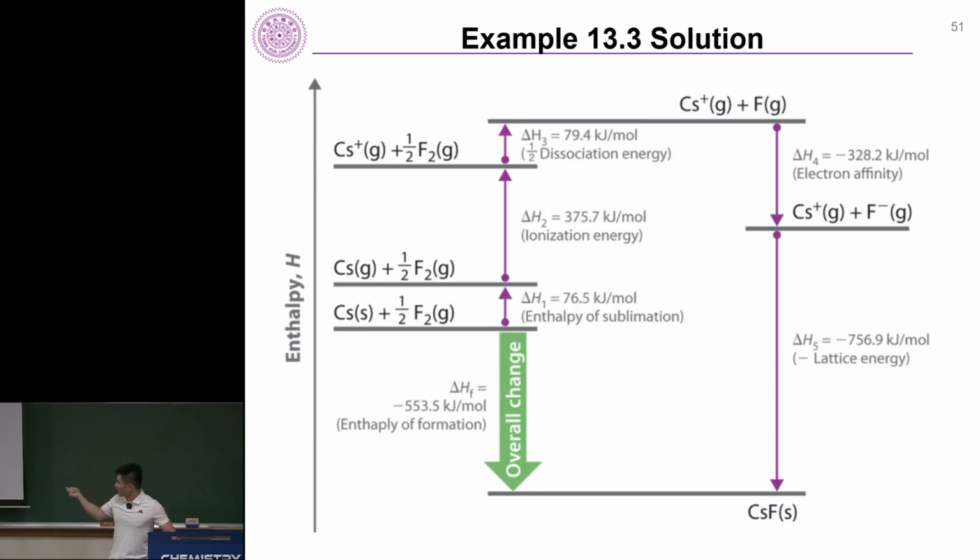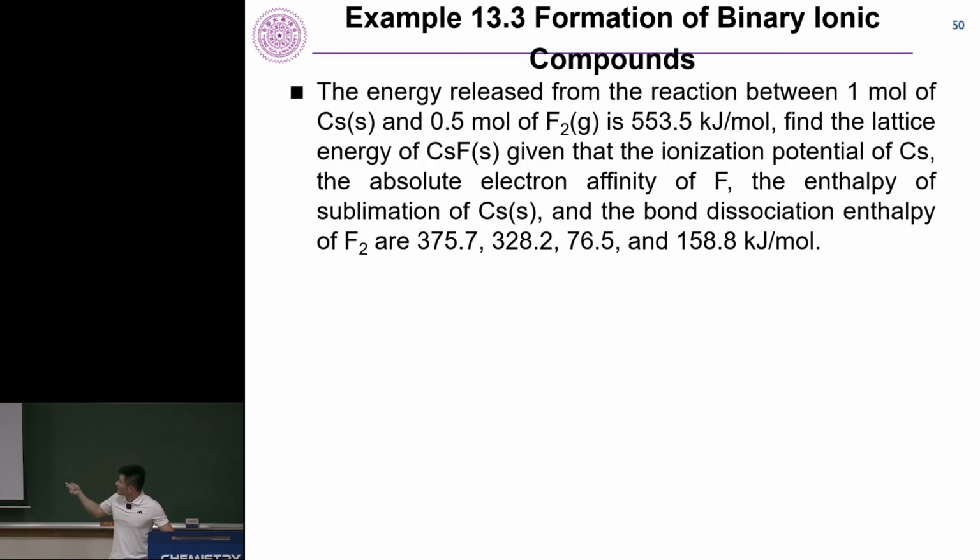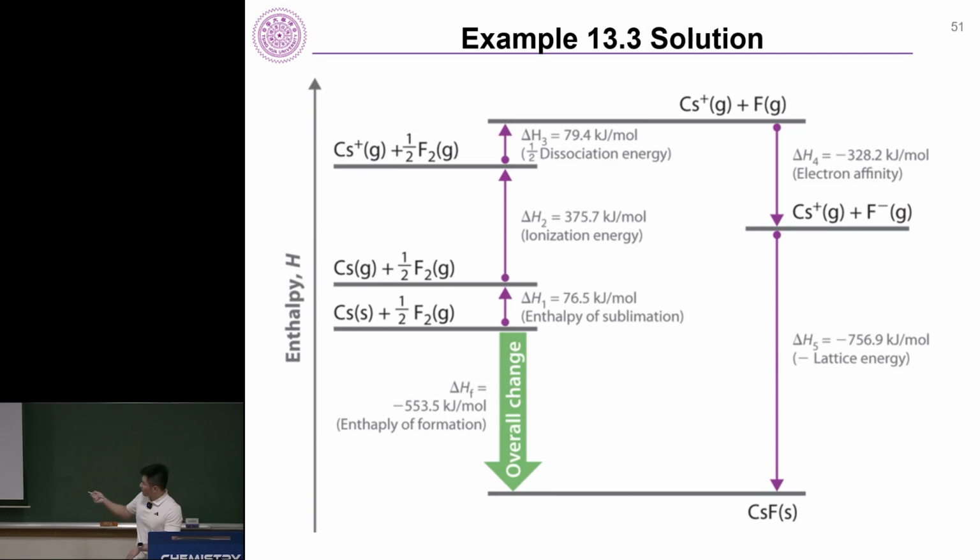All right, and lastly, the lattice energy. The reaction overall is a release of energy, hence this number 553.5 is positive, but it's released, so it should be negative. So the overall reaction is negative. If you balance out the equation, you realize the lattice energy is minus 756.9 kJ per mole.